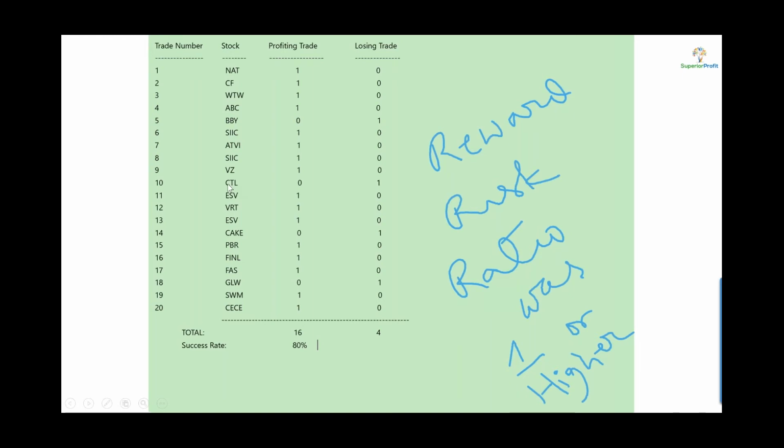And when telecom was starting to go up from the very bottom, we had identified Verizon and CenturyLink. CenturyLink actually exited with a loss, stop loss. Verizon made profit. And then Cheesecake Factory made a loss. So out of 20, 16 made profit, 4 made loss, or we had a success rate of 80%.